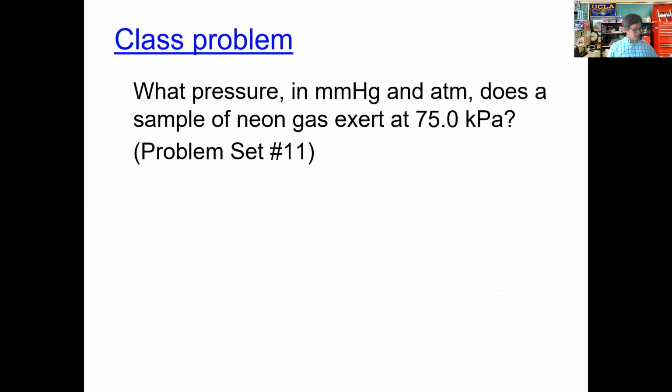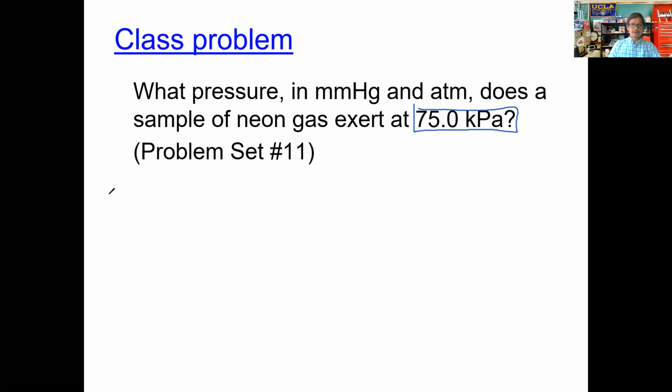All right, let's take a look at this problem and work this one out together. Let's identify what we're given. I'm running a little over, so I apologize for that, but let's go ahead and finish this. We're starting out with 75 kilopascals, and they want us to convert it to millimeters of mercury and to atmospheres. Let's convert it to atmospheres first.